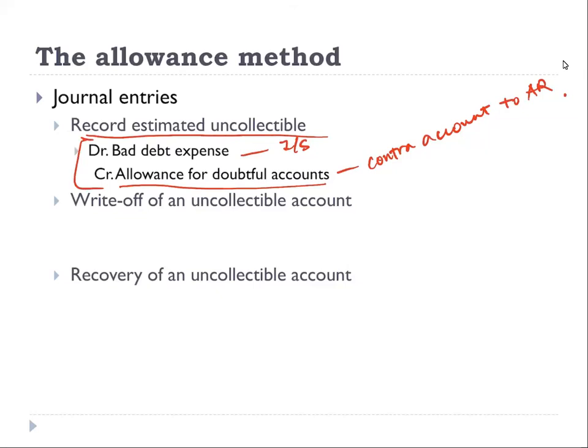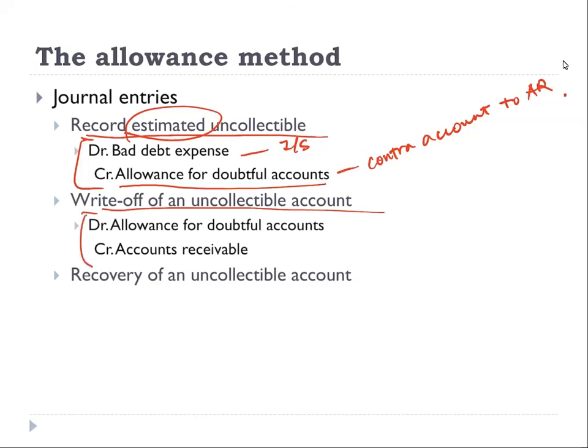The second journal entry is to write off an uncollectible account. Sometimes the firm may think, previously this was just an estimation, but after a while the firm may notice that this receivable has been outstanding for half a year. Maybe we will never receive it. In that situation, the firm needs to write off this uncollectible account. It's not going to be on the firm's books forever. In order to write it off, the firm is going to debit allowance for doubtful accounts and credit accounts receivable. So this is no longer going to be a receivable for the firm. At the same time, it is taking out the allowance for doubtful accounts.